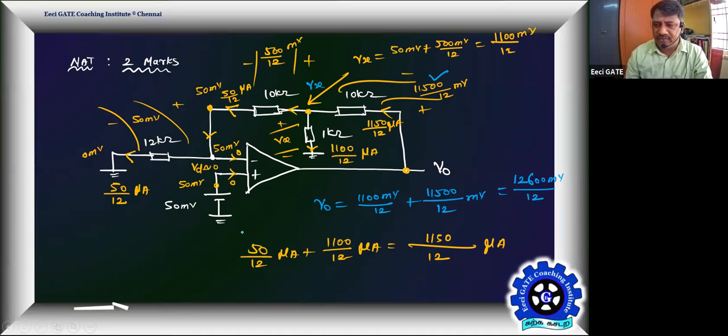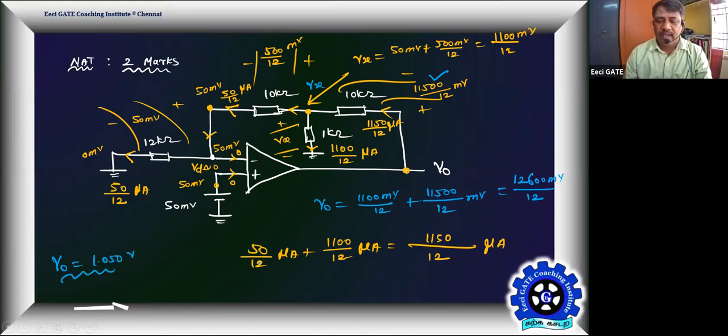If you evaluate this, it will come to something around 12,600. Let me do it once again. 11,500 plus 1100. With respect to the speed, we should not commit any mistake during the exam. So divided by 12. So the exact value is V naught equal to 1.050 volt.